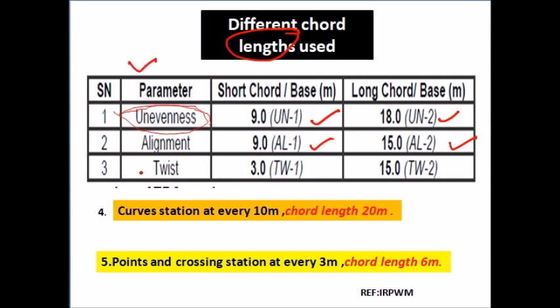Before we understand where we will measure unevenness, alignment and twist, we have to understand curves. For curves you have a chord length of 20 meters and stations at every 10 meters. Points and crossings have a chord length of 6 meters and stations at every 3 meters. After understanding this, we'll go through unevenness.